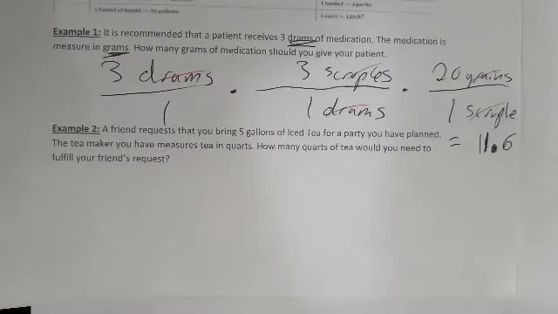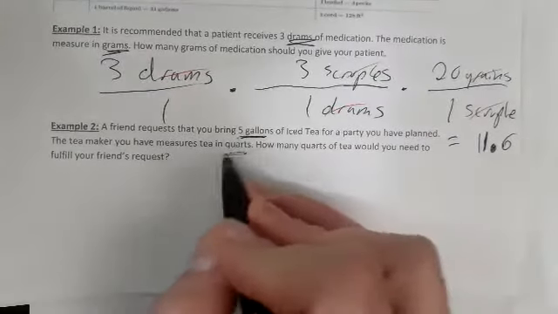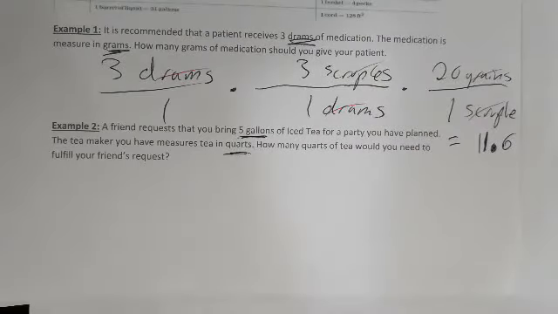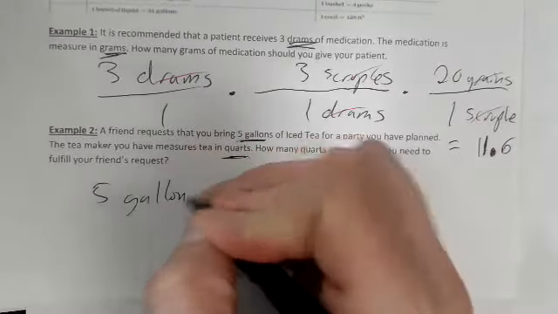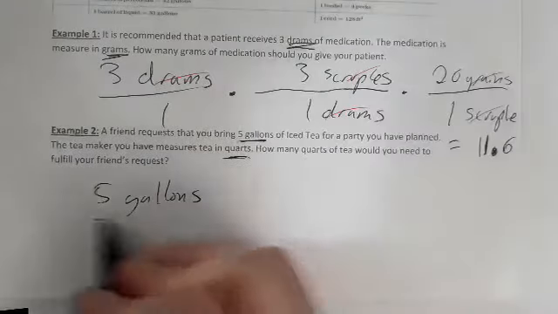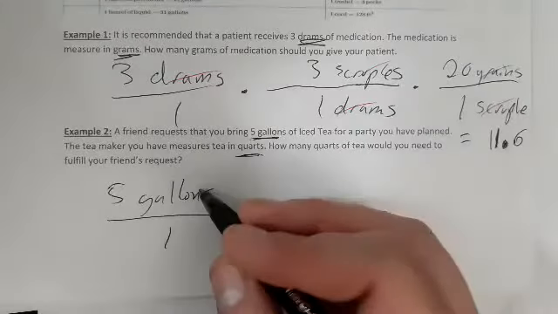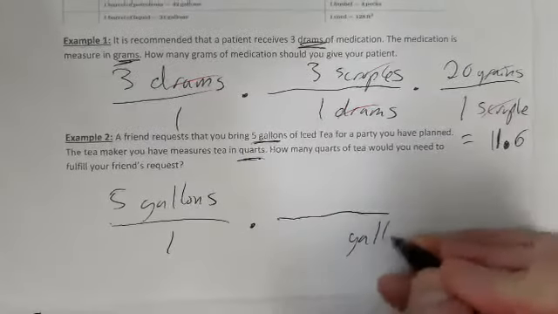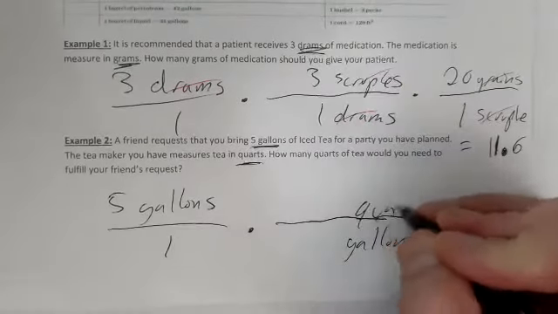So they want us to bring gallons, and we need to know it in quarts. So we're converting gallons to quarts. So if we start with 5 gallons, this is what we need. We can always put things over 1. So if I want to change this, gallons to quarts.